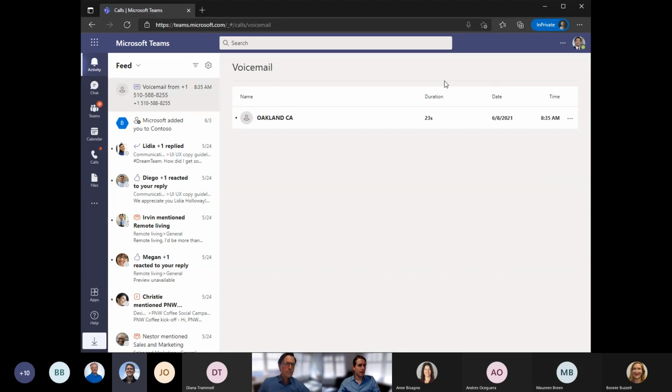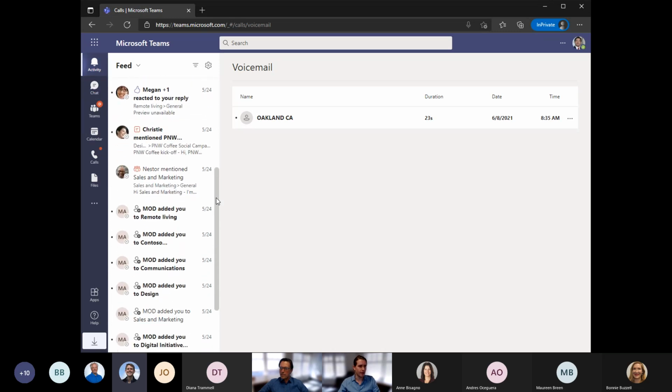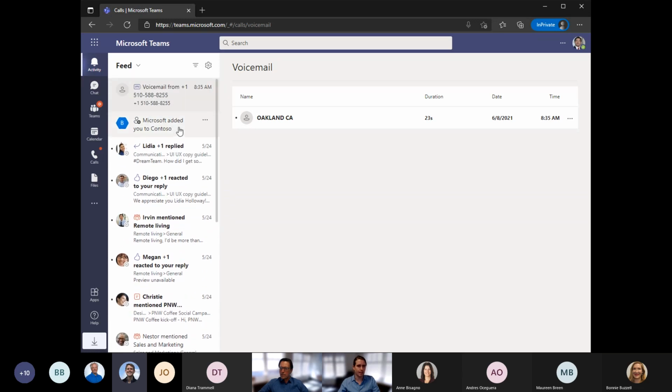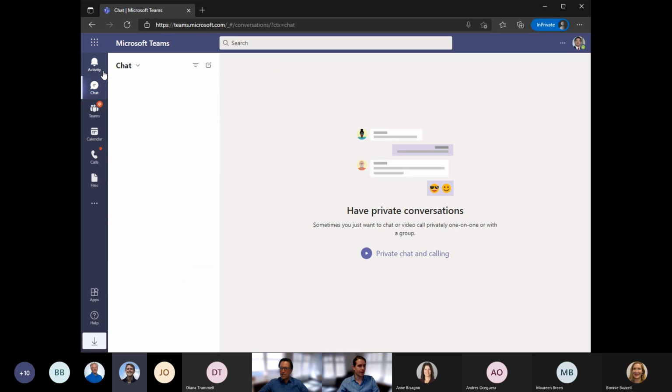I have Microsoft Teams open. If you're familiar with Teams, great. You probably recognize some of these tabs. If you're not familiar with Teams, this is probably a whole other webinar. But if you are, you can see our activity on the left-hand side. That shows a log of all the chat and other things that are happening within my organization. This is actually a demo tenant, so these aren't real conversations that are happening.